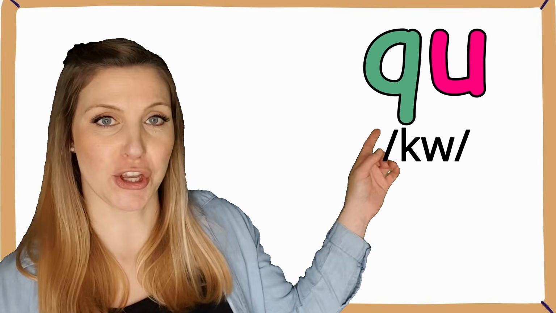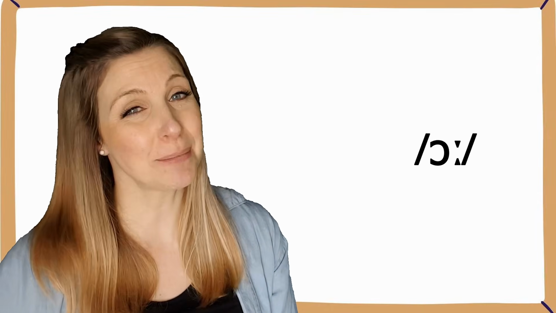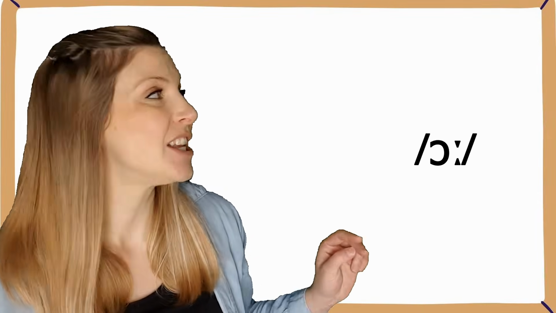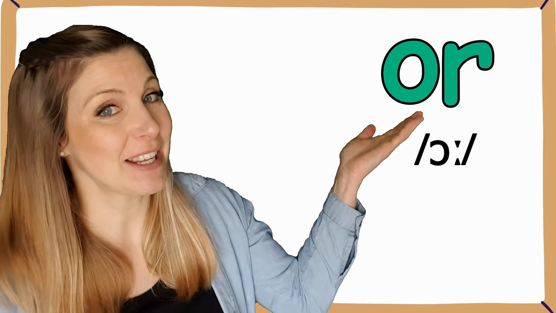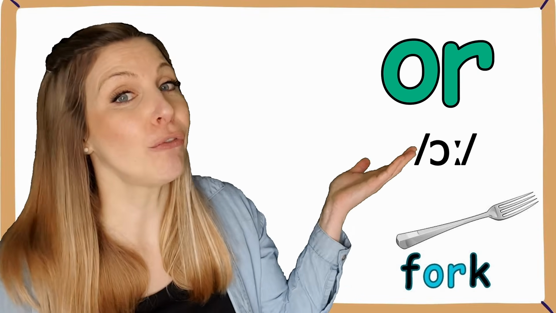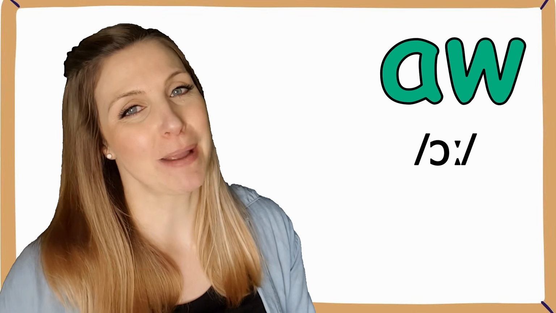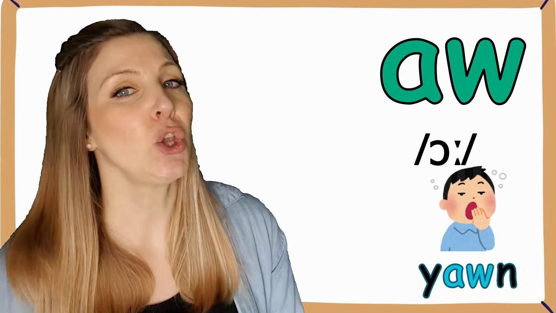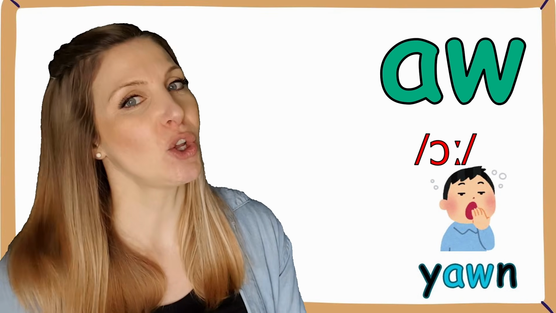Then we've got the digraph qu. Q and U make the sound qu, as in quiz. Our next digraph is A and R. They make the sound ar, as in car. Our next digraph makes the sound or, and that can be spelled in two different ways again. So it could be OR, which makes the sound or, or it could be spelled AW, which makes the sound or, as in yawn.